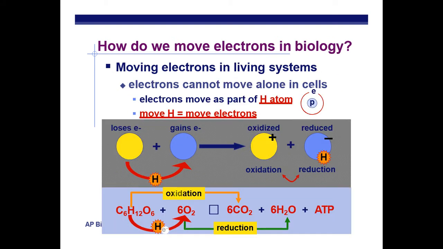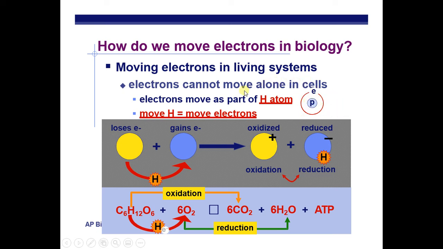So we move electrons in a system by attaching them to hydrogen atoms. Electrons can't just move all on their own. So we're going to think that if we move hydrogen atoms, we're moving electrons, because each hydrogen atom has a proton and one electron that's kind of orbiting around it. So that is moving an electron. We're moving this proton and this electron together, so we're moving energy.